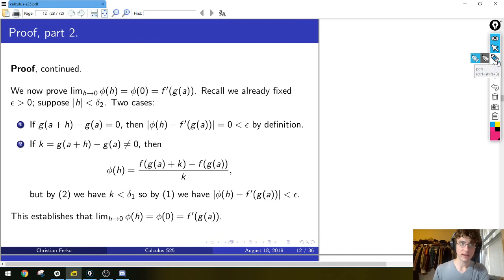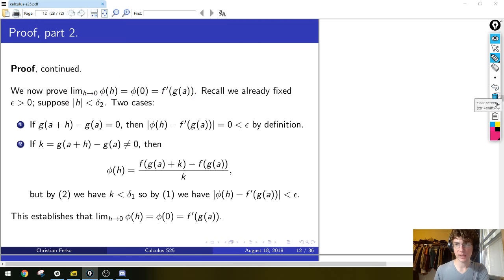Alright, so now, as I say, we want to prove that phi is continuous at 0. So its limit as h goes to 0 is its function value at 0. Here's the proof of that part. So recall that we already fixed an epsilon, so epsilon is handed to us. Now I have to prove that if the input h is less than delta 2, so this is the choice from the previous slide in condition 2. If h is less than delta 2 in absolute value, we need to prove that the output is epsilon close to f prime of g of a.